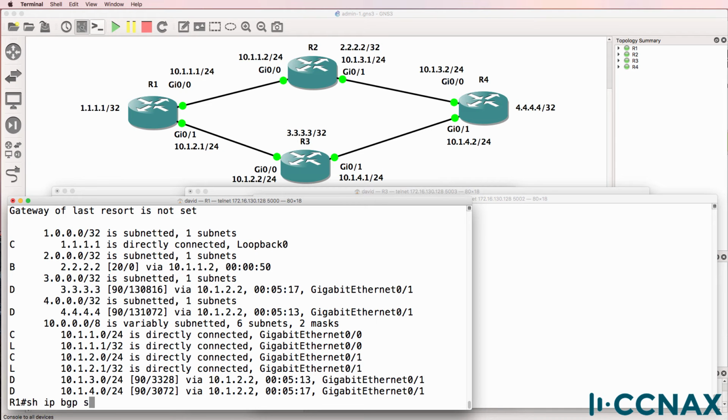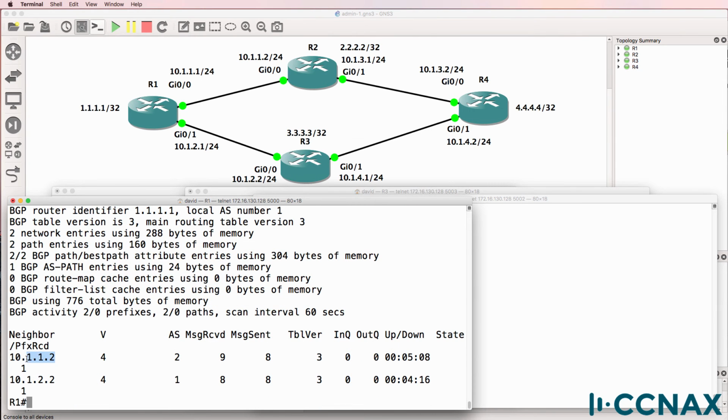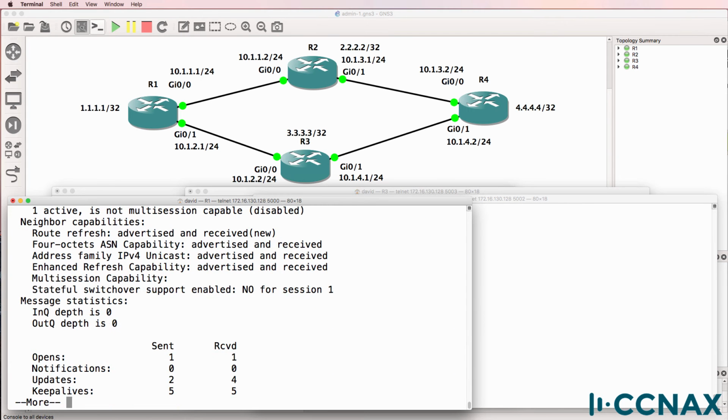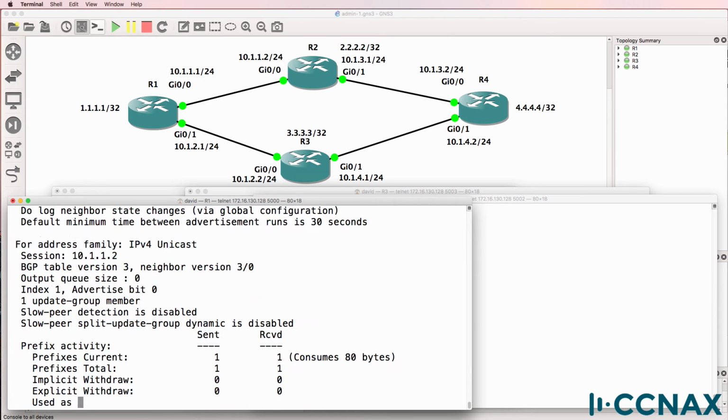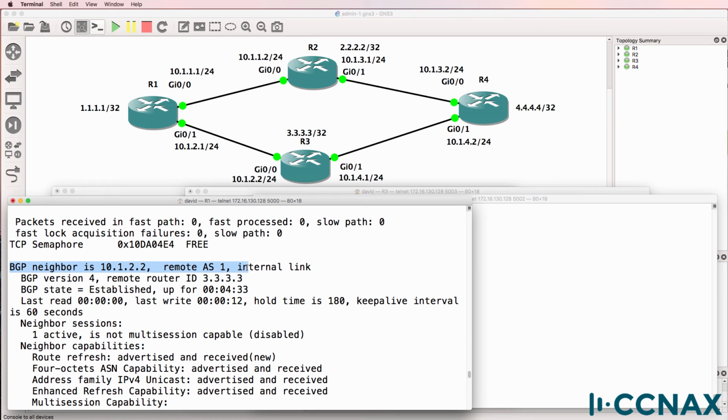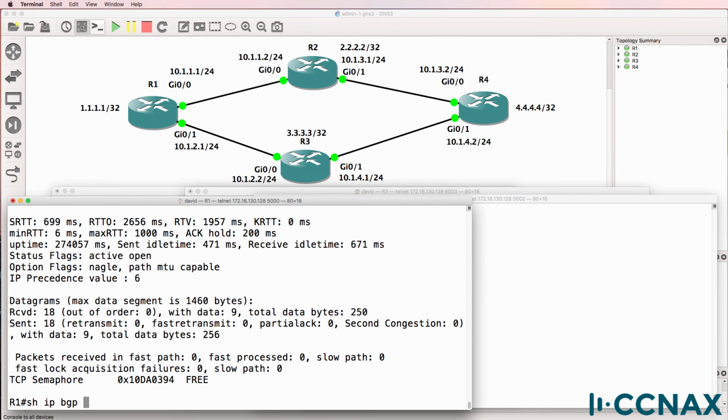So show IP BGP summary. We have a neighbor relationship to router 2 as well as to router 3. Show IP BGP neighbor. The relationship to router 2 uses EBGP. Notice the autonomous system number for router 2 is 2, and scrolling down, this neighbor 10.1.2.2, which is router 3, is using IBGP. Router 3 is in autonomous system 1. The relationship is established. Are we learning the routes through BGP?